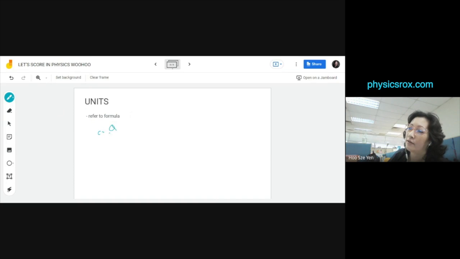Like c equals Q over m theta. How come got m over time delta? What's time delta? What's time? I don't know what's time. We got time in here. Joules per kilogram per degree Celsius, right?